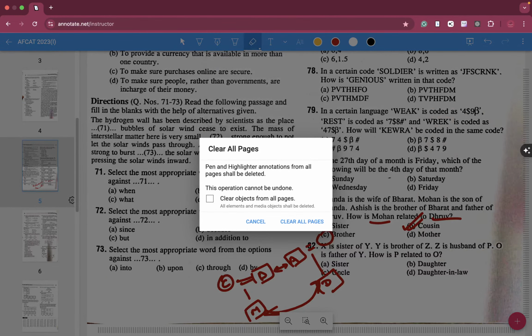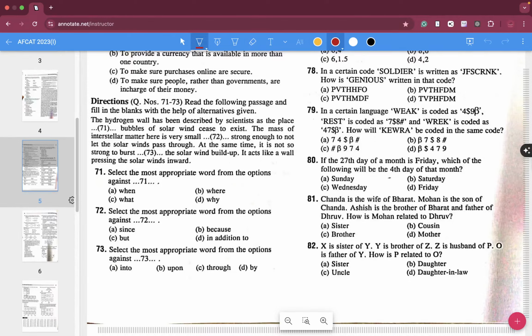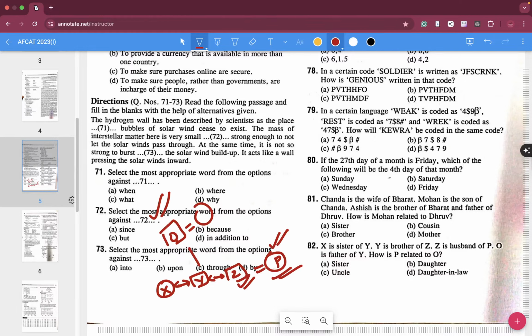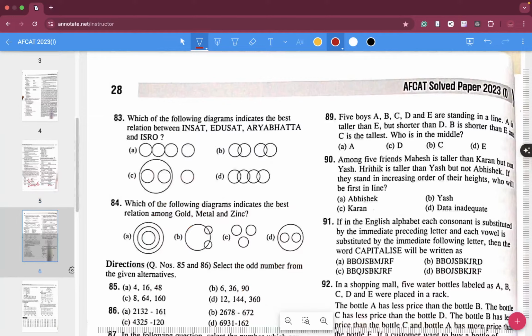Easy, extremely easy. X is the sister of Y. Y is the brother of Z. Z is the husband of P, so P is a female. O is the father of Y. If O is the father, there will be a mother there as well. How is P related to O? It's this son and its son's wife. It is daughter-in-law. 82, we will go ahead with D as the correct answer.